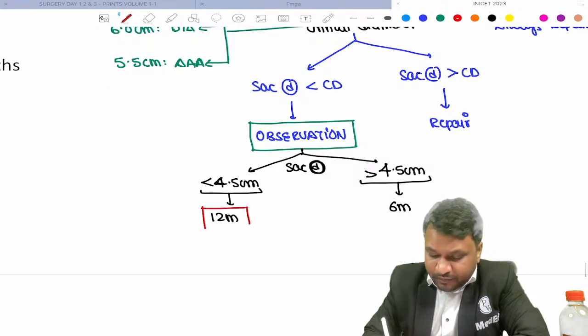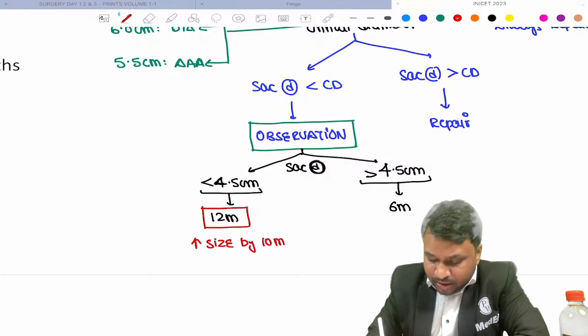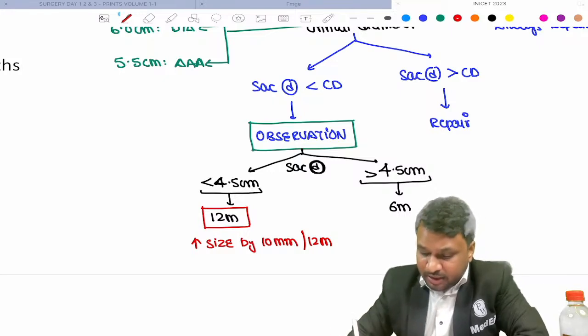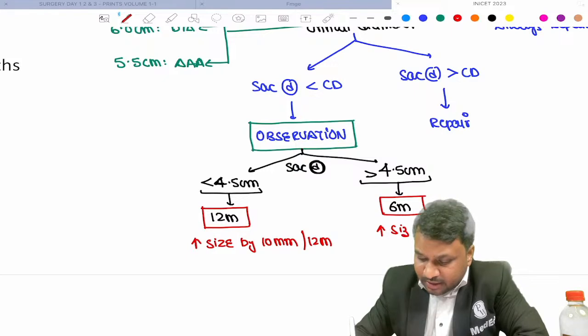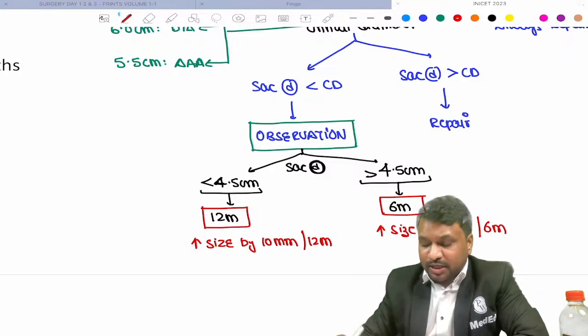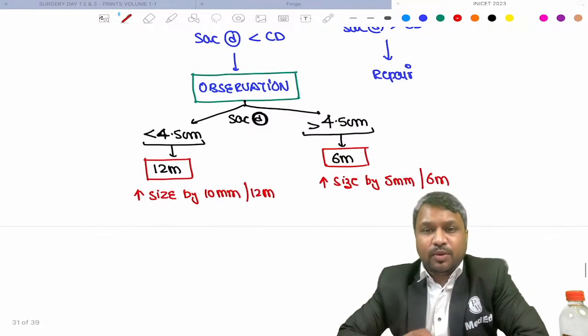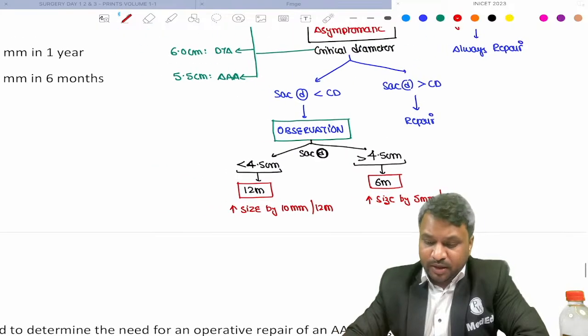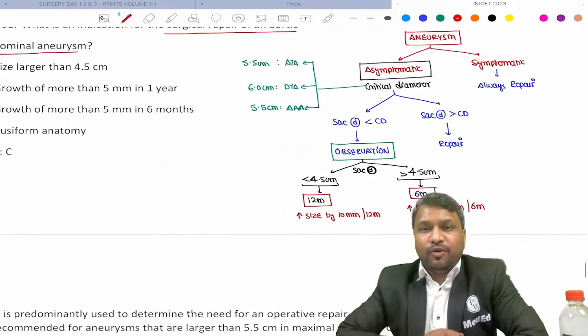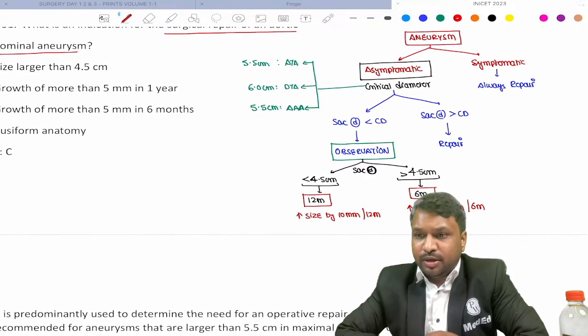Right? So, after 12 months, if there is an increase in size by 10 millimeters in 12 months, this is called critical increase. In 6 months, if there is an increase in size by 5 millimeters in 6 months, both of them are called critical increase, and critical increase will require intervention. Okay? So this is the algorithm to be followed for your aneurysmal repair.